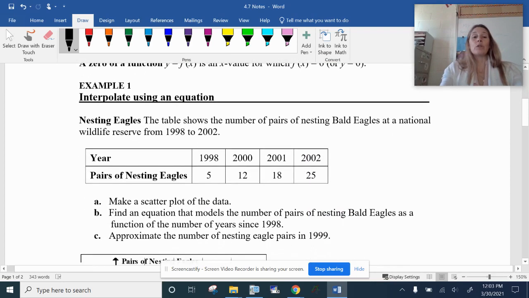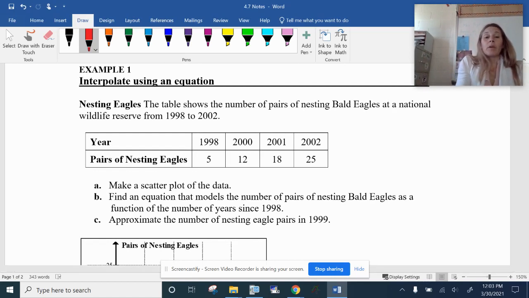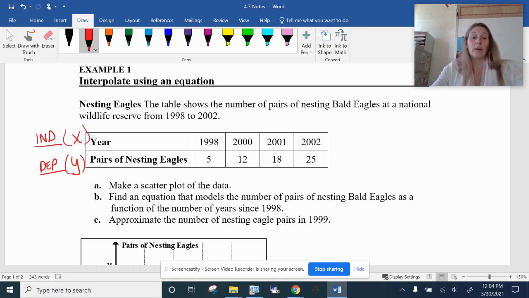So if we interpolate using an equation, again, we need to find that independent variable and that dependent variable and set up our scatter plot the way we did in the last lesson. So again, my year here would be my X value. My pairs of nesting eagles here is going to be my Y value, because the year is the independent variable and the pairs of eagles would be my dependent variable.